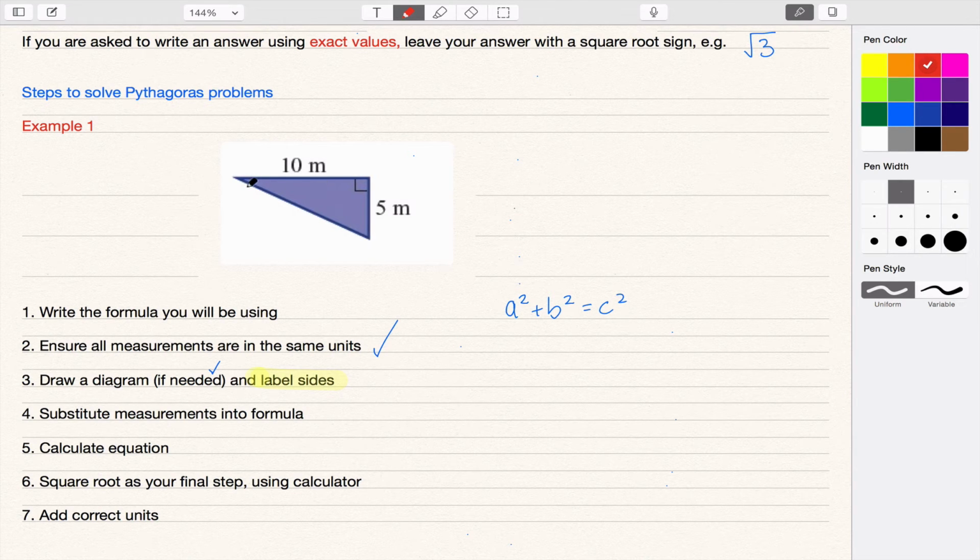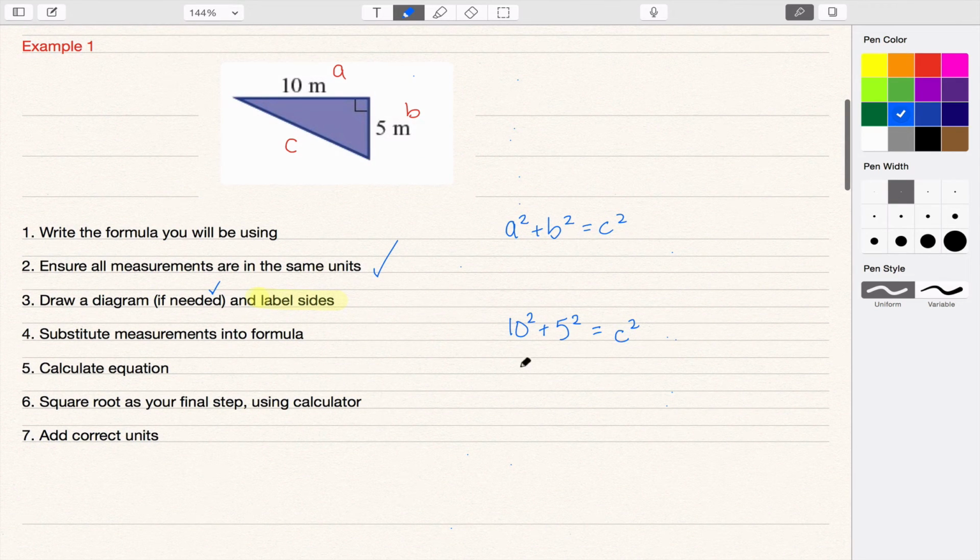What I mentioned above, the longest side is the first one we label. That is always the C. And once you've labelled the C, you can make the other two, A and B. Doesn't matter which order you choose to write them in. Step 4, substitute your measurements into our formula here. So instead of A, I'm going to write 10. Don't forget the squared. Instead of B, I'm going to write 5. And C will just leave as C.